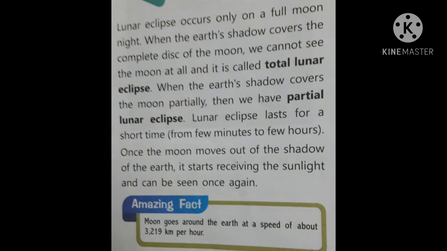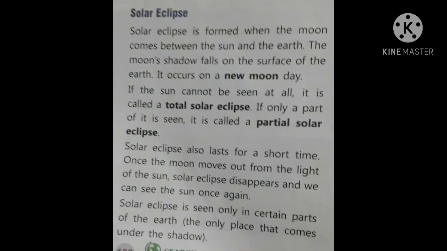A lunar eclipse lasts for a short time, from a few minutes to a few hours. Once the Moon moves out of the shadow of the Earth, it starts receiving the sunlight and can be seen once again. One amazing fact about the Moon: the Moon goes around the Earth at a speed of about 3219 km per hour.